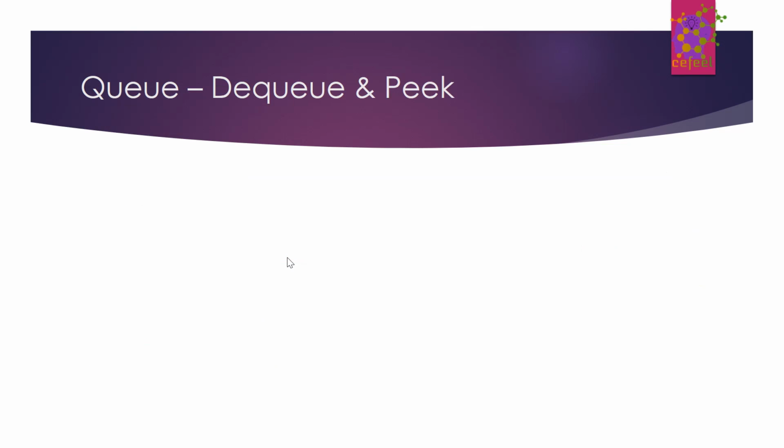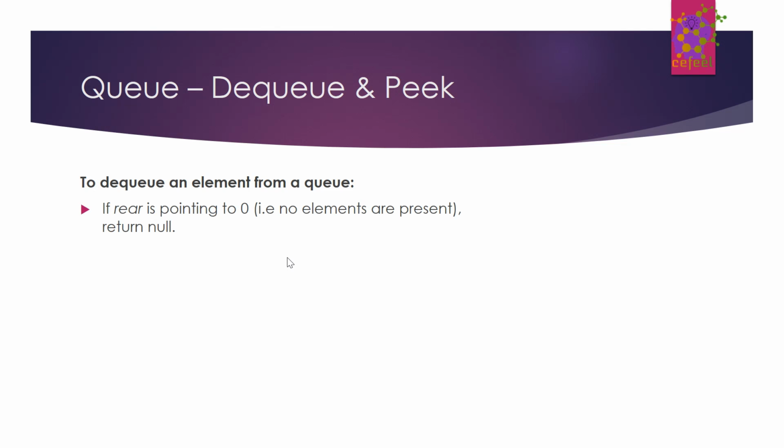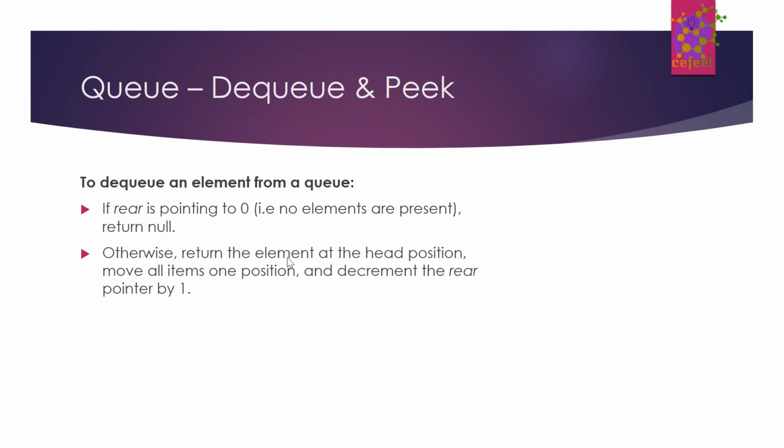Alright, now let's see the next operations, which are dequeue and peek, which are pretty similar with a little difference. To dequeue an element from the queue, we have to adjust the rear pointer. The first step is to check if there is an element in the queue, otherwise there is no point in dequeuing, and we will just return null. So if rear is pointing to 0, which means there are no elements present, we just return null, or we print an error message. Otherwise we return the element that is at the head position, not at the rear position, which means at the front of the queue.